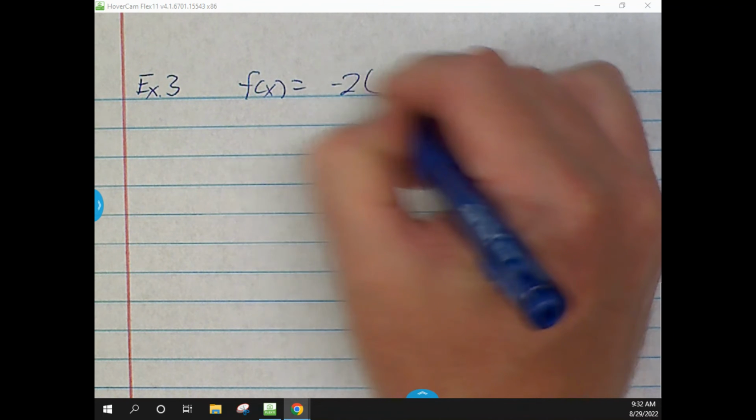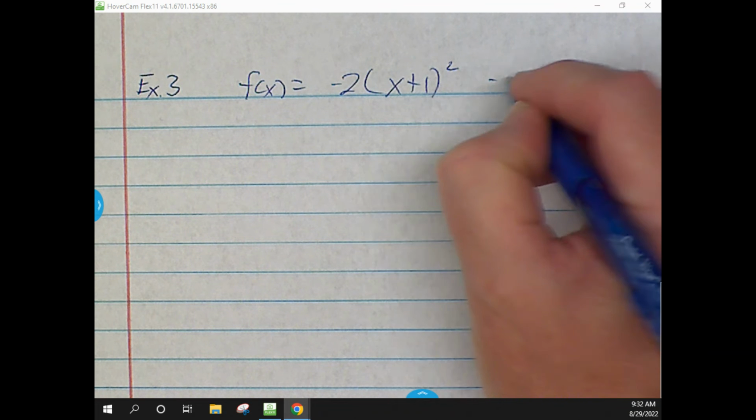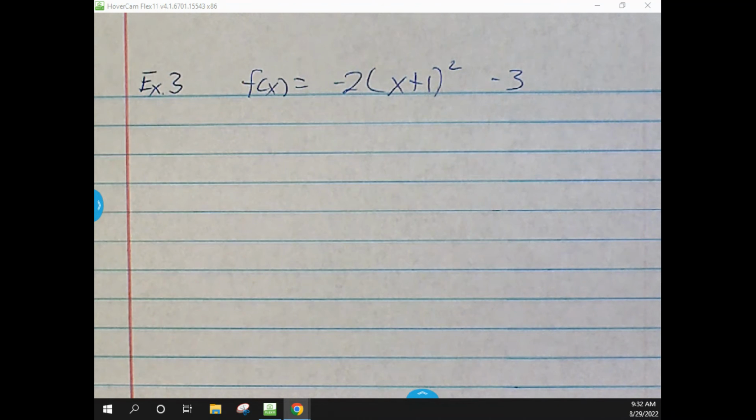All right, so let's go with this one. We've got -2 times (x plus 1) squared minus 3. So we'll do this one, and then we've got one more after this, and then we're done.